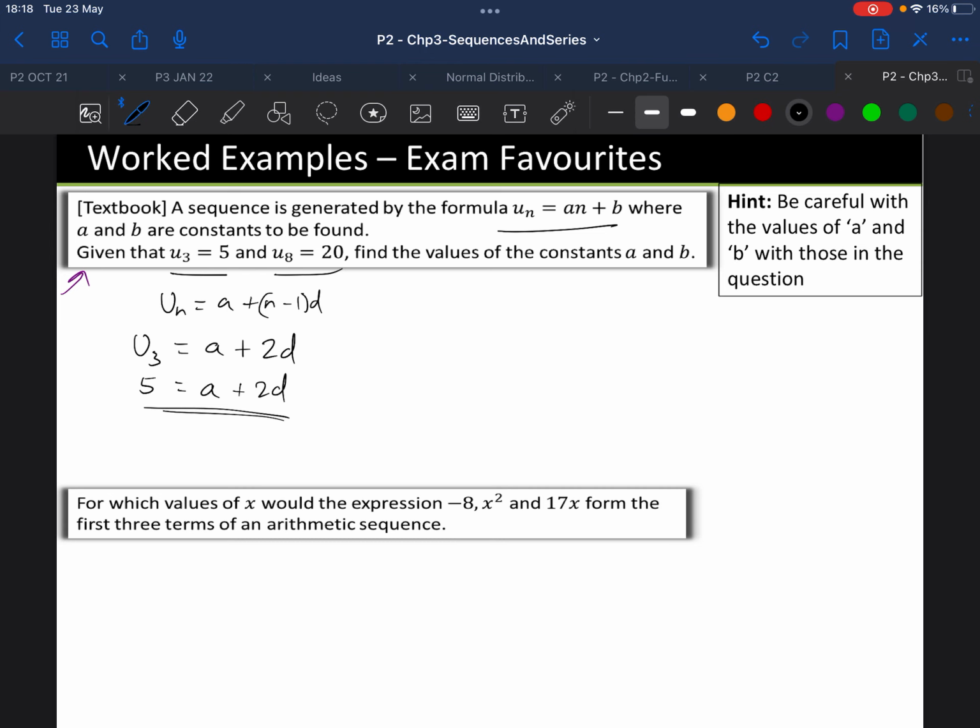If we do the same for the eighth term, it will be a plus 8 minus 1 is 7, 7d. So you could say that 20 is equal to a plus 7d. It is the same a in both equations, and it is the same d in both, because it's the same sequence. So if you do 20 take away 5, in other words, equation number 1 take away equation 2, oh sorry, the other way around, 2 take away 1, you would get something like this.